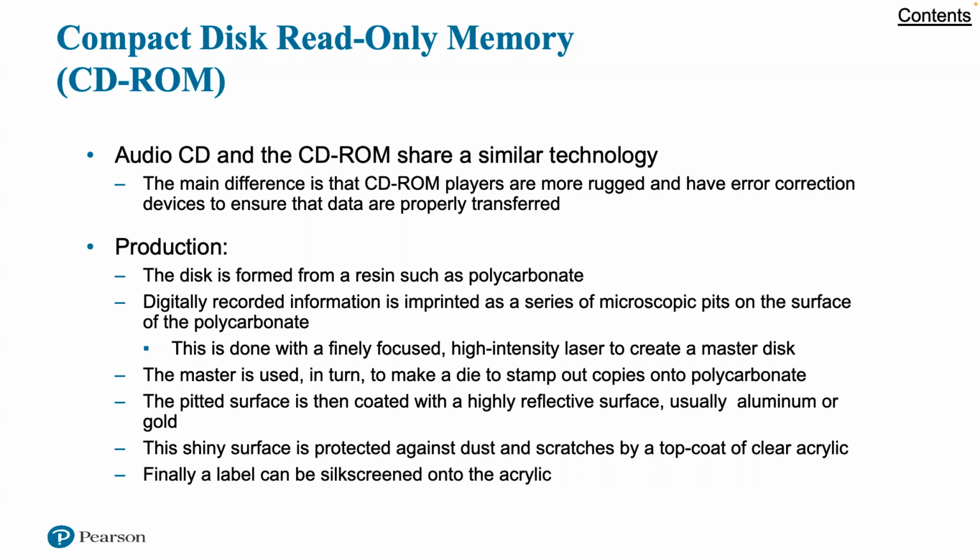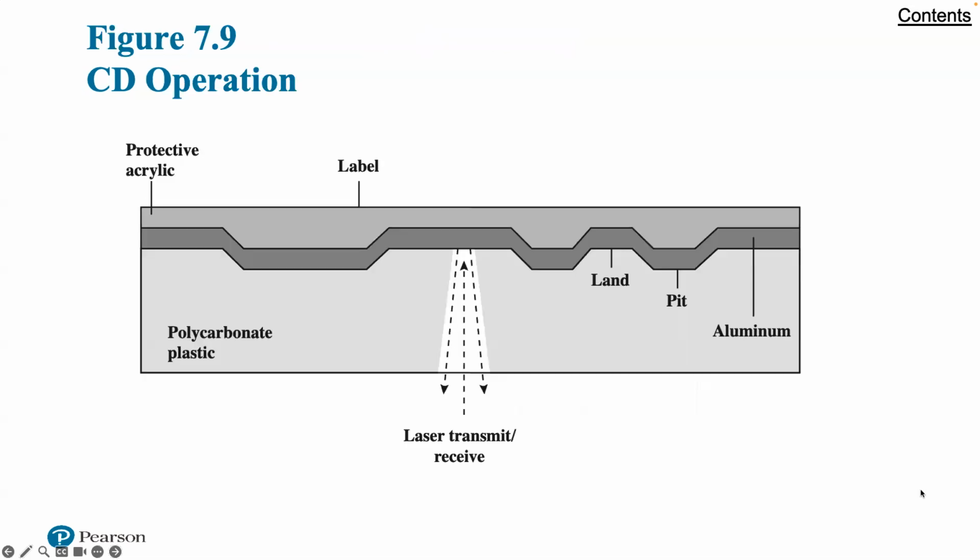The pitted surface is then coated with a highly reflective surface, usually aluminum or gold. The shiny surface is protected against dust and scratches by a top coat of clear acrylic. The final label can be silkscreened onto the acrylic. So that maybe gives you a little bit of an idea of how it is actually manufactured. Now let's talk about CD operation.